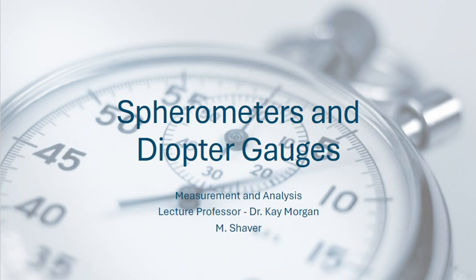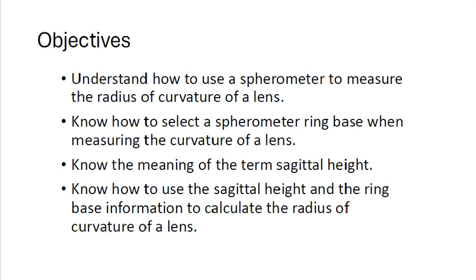Okay, so today we're gonna get into spherometers and diopter gauges. We're gonna learn how to use a spherometer, and we're gonna use it to measure the radius of the curvature of a lens.